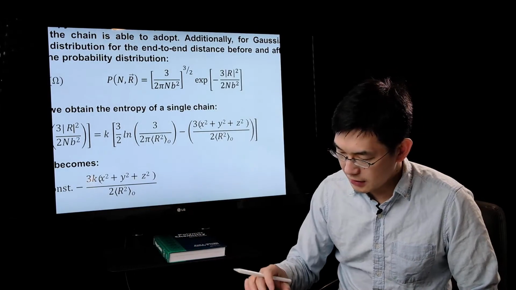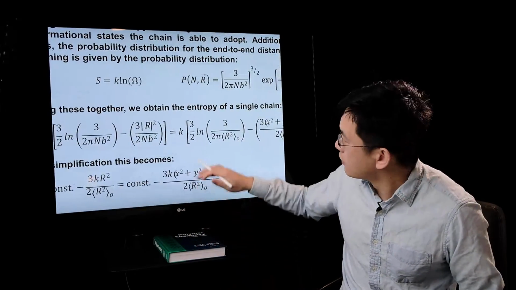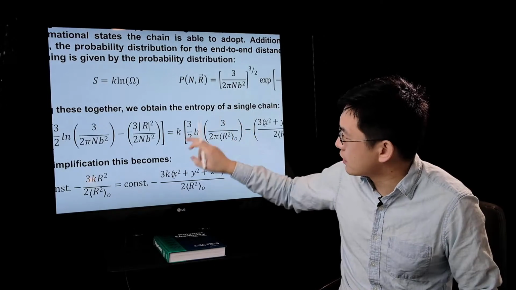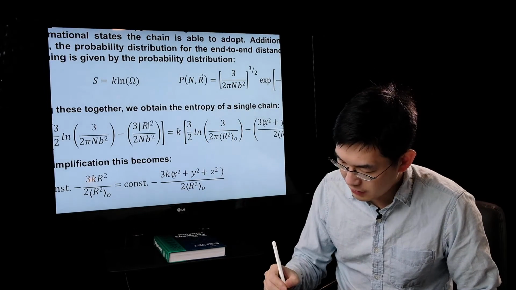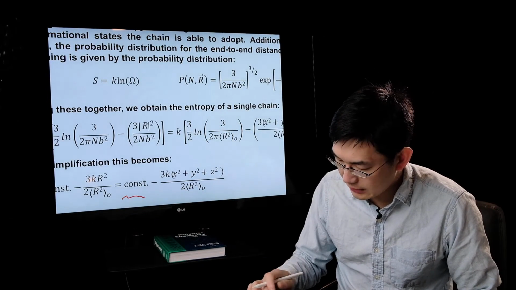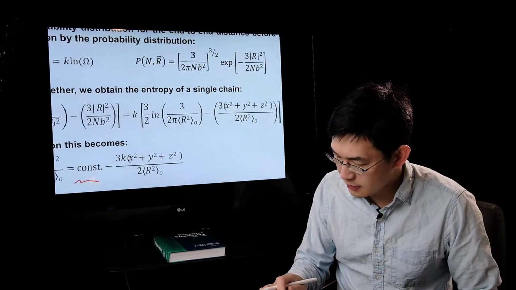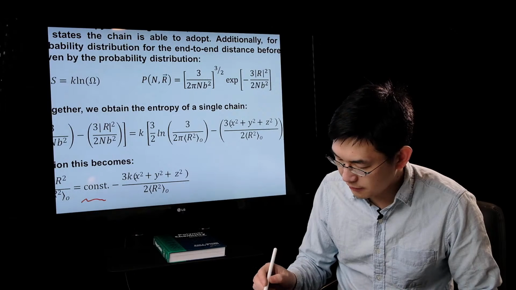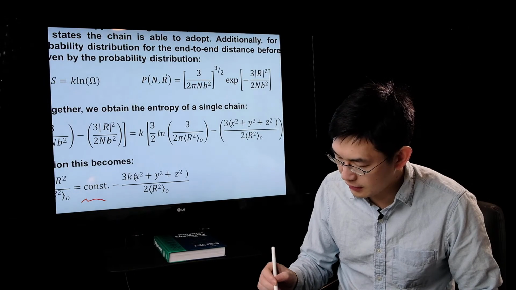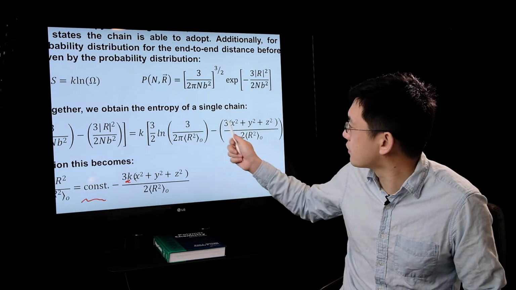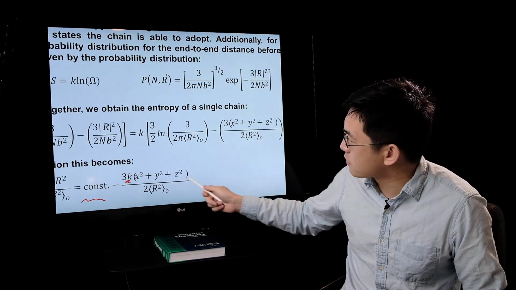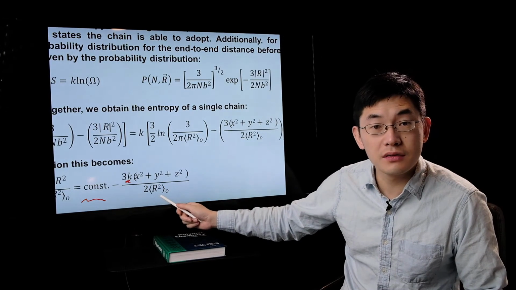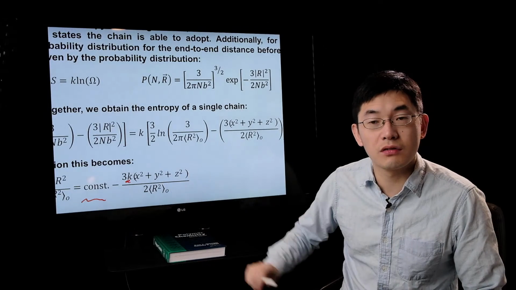Yeah, pretty much like this. So the first term, because it's a constant, we can just write as a constant value. And the other term, you can basically write as 2/3 of the k, right here, 2/3 of the k multiplied by x, y, z square over r0 square.